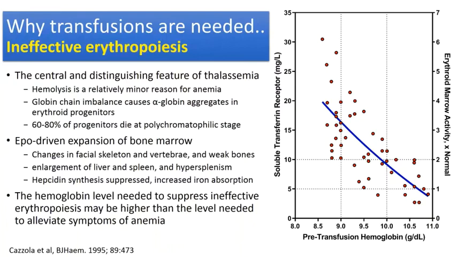These factors have been studied extensively by Cazzola and colleagues in the 1990s, and the figure on the right shows the effect of the pre-transfusion hemoglobin. Here, the soluble transferrin receptor measures erythropoietic activity, and on the right, it tells us how many times normal marrow activity there is. As the pre-transfusion hemoglobin level increases, there is a decrease in erythropoietic activity.